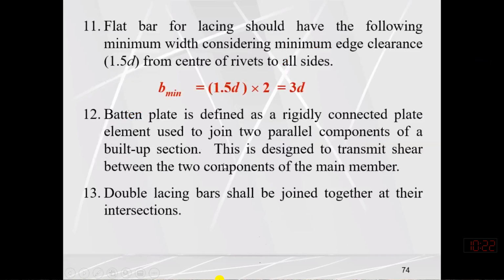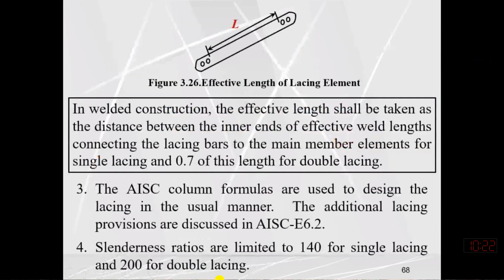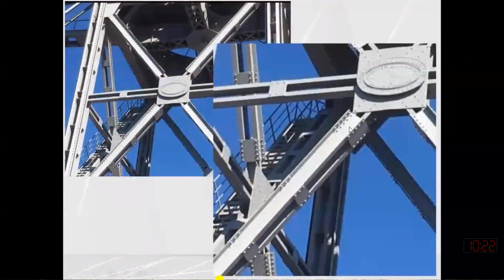So batten plates, we have already discussed what the batten plates are. So these are the batten plates. If the built-up section is connected with these plates, which are connecting both sections in the transverse direction, these are the batten plates. They may either be welded or fastened.